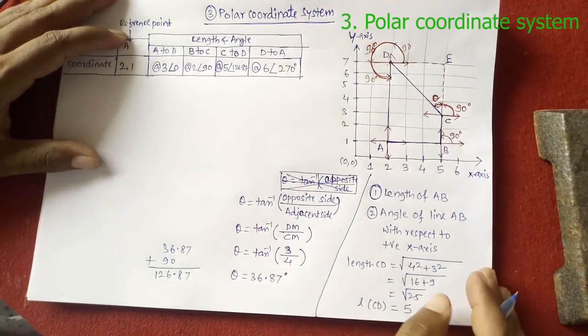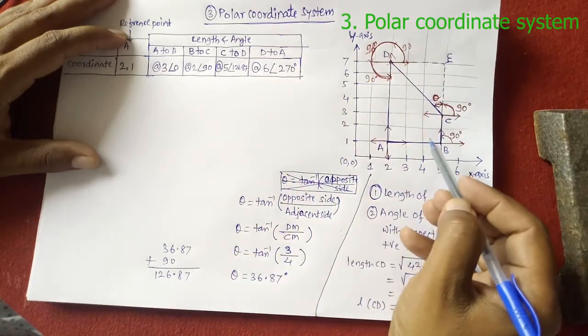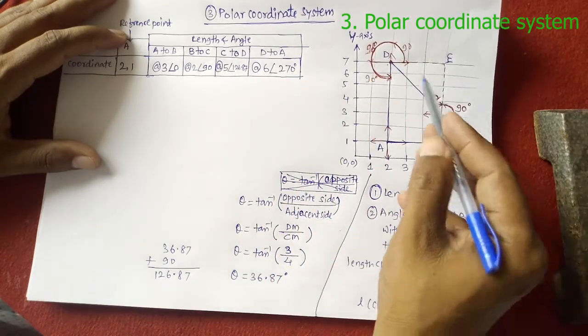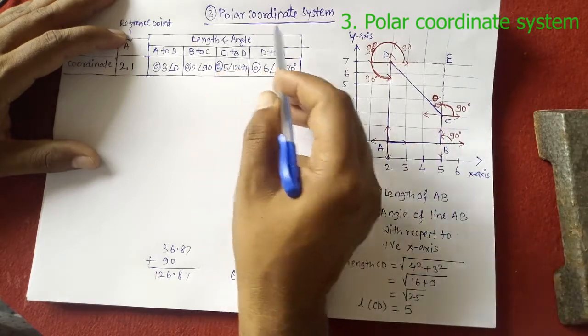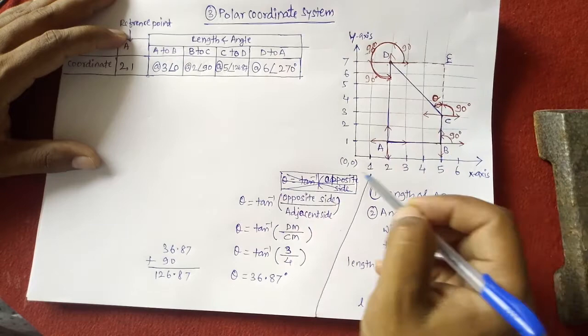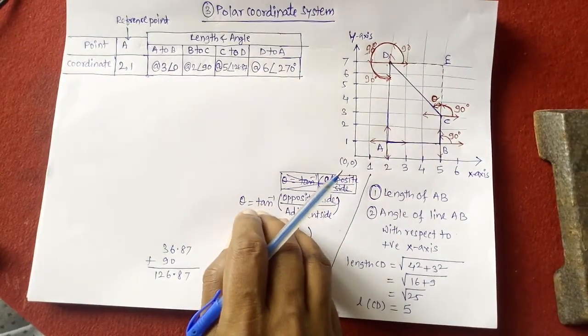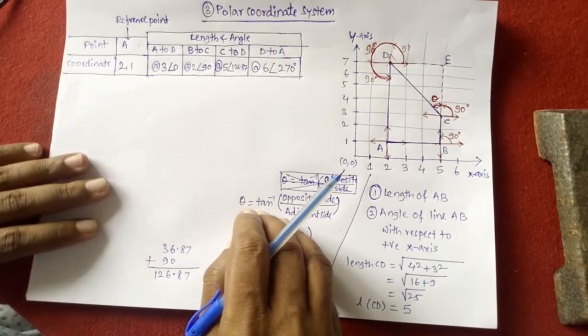So this is how we have calculated the coordinates of this given object by using the polar coordinate system. To understand this polar coordinate system, once again we are going to take one more example and find out the coordinates of the object.